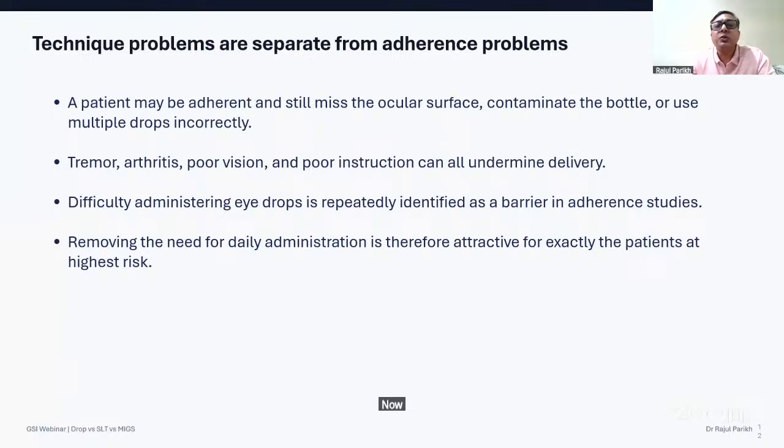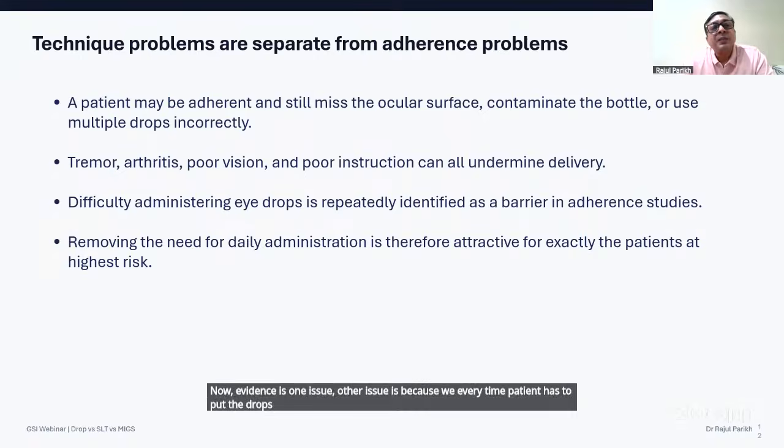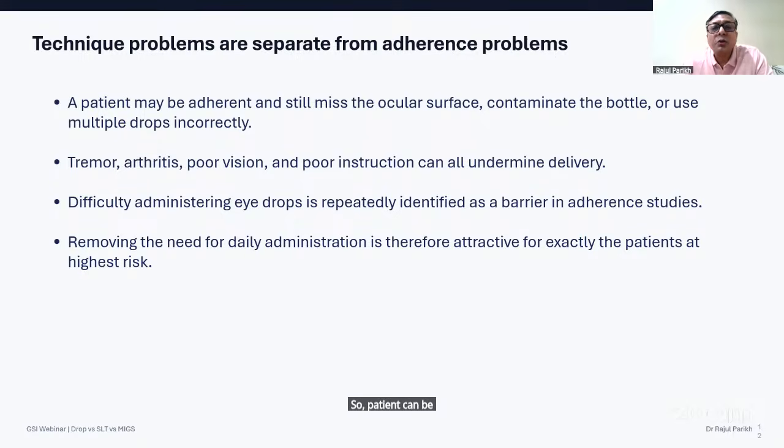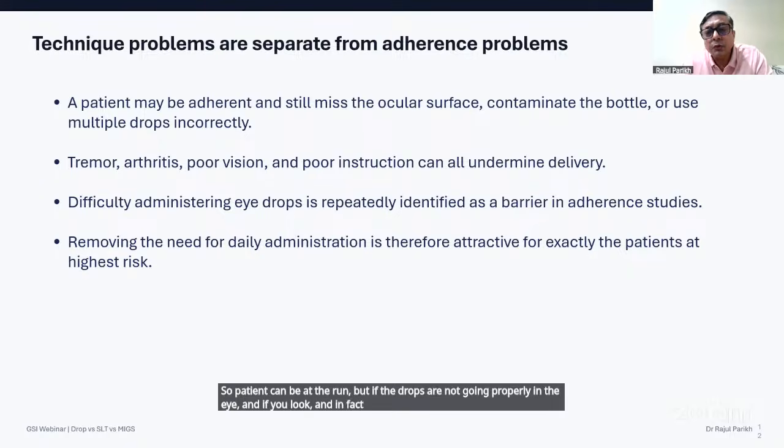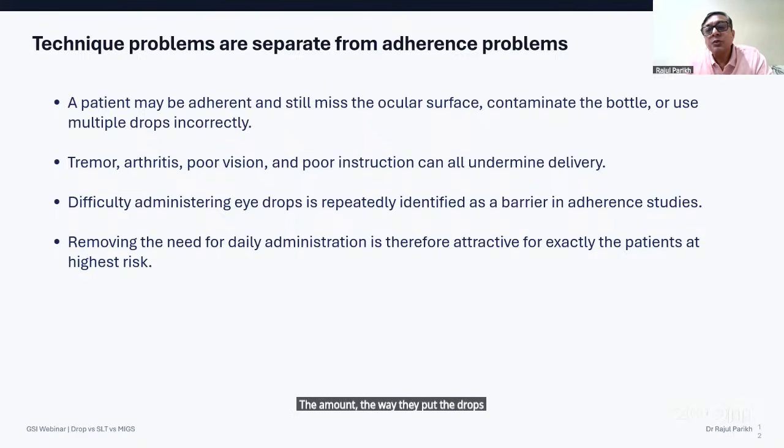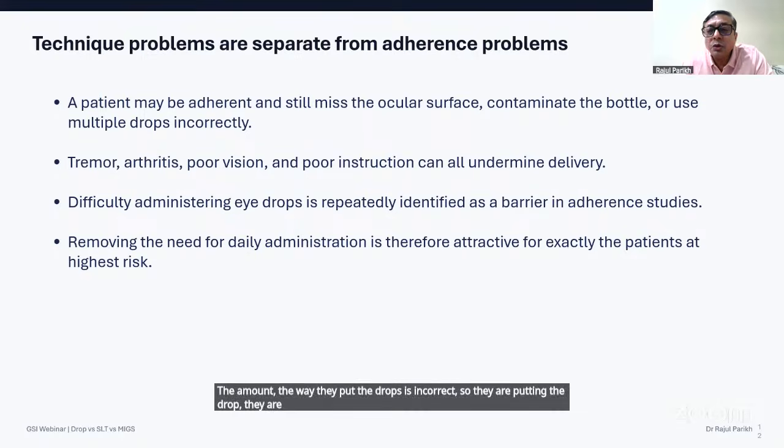Now adherence is one issue. The other issue is that every time the patient has to put in the drops. So the patient can be adherent, but the drops may not be going properly in the eye. And in fact, not even look, if you just check 10 patients in your OPD and ask them to put the drops, you will realize that a significant percent of patients, especially in the older age group, beyond 60, put the drops incorrectly. They are very adherent to your instructions, but the drops are not going in the eye, so the end result is zero.